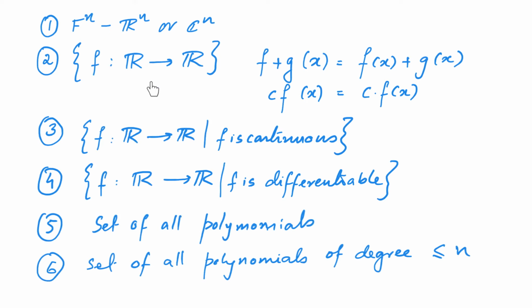Now, I went through these examples really quickly. Therefore, now it's your job to actually check that all these spaces with addition and scalar multiplication as defined are examples of vector spaces.